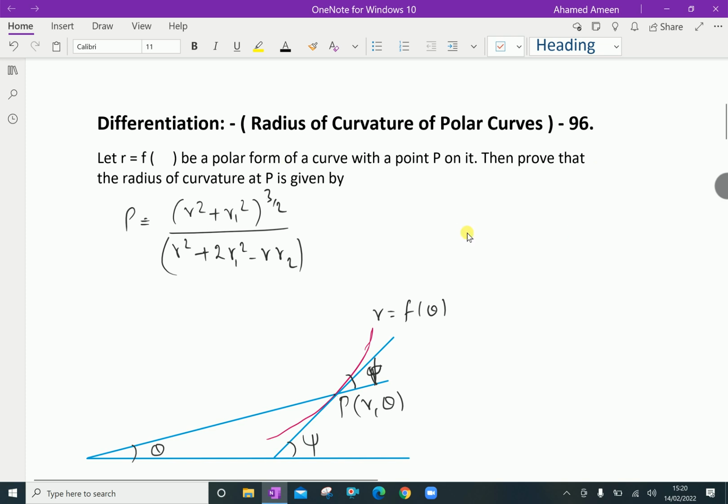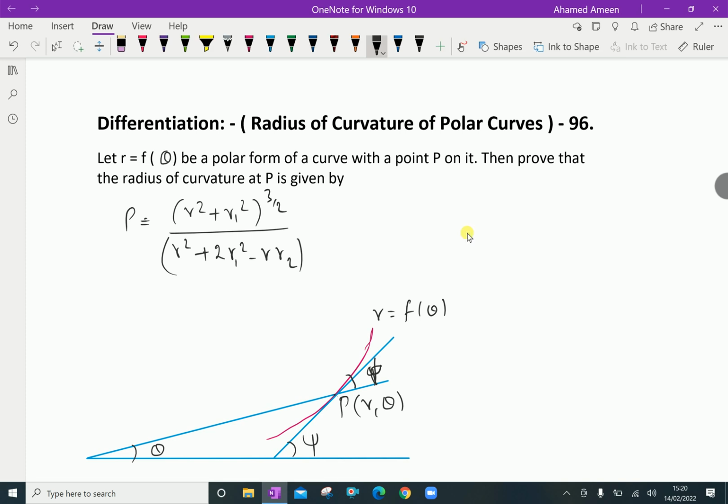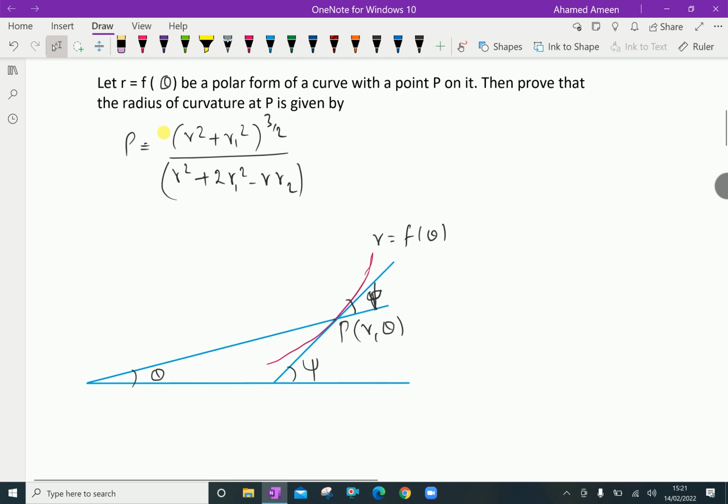Let r equal to f of theta be a polar form of a curve with the point P on it. Then prove that the radius of curvature at P is given by rho equal to (r squared plus r1 squared) power 3 by 2 over r squared plus 2 r1 squared minus r r2, where r is f of theta, r1 is the first derivative and r2 equal to the second derivative.